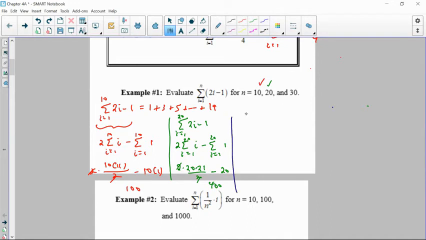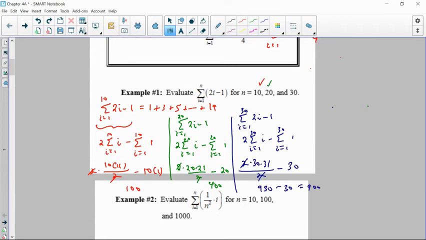Let's let n equal 30. So the sum from i equals 1 to 30 of 2i minus 1. That's 2 times the sum from i equals 1 to 30 of i, minus the sum from i equals 1 to 30 of 1. And then again, there's your 2 from the coefficient. And it's 30 times 31 over 2 minus 30. The 2's cancel. That's 930 minus 30, which equals 900.